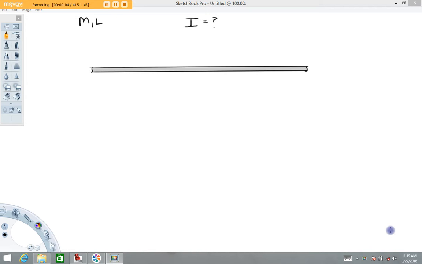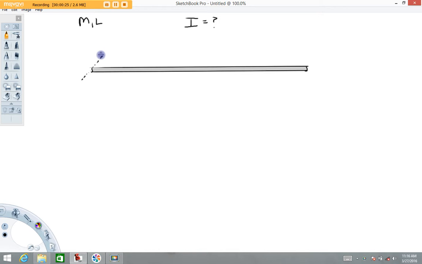The purpose of this video is to demonstrate how to calculate the moment of inertia of a mass distribution. What we're looking at here is some sort of long bar. We're going to say it's got a mass m and total length L. And what we're going to try to calculate is the moment of inertia about an axis that goes through the end of the bar.